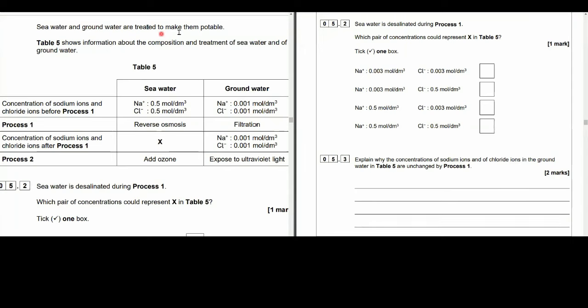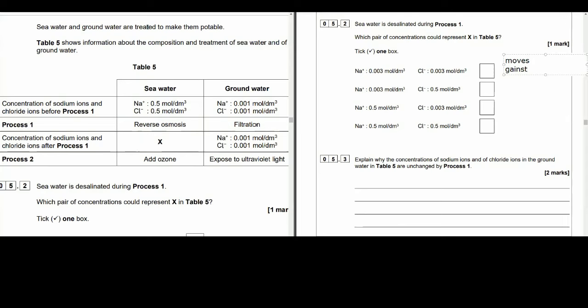Okay, this next question is about seawater and groundwater, which are treated to make them potable. We've got these processes of seawater versus groundwater. They show us the concentrations before the processes. So we have process one, which is reverse osmosis for seawater and filtration for groundwater. The first question says, seawater is desalinated during process one. Which pair of concentrations could represent X?